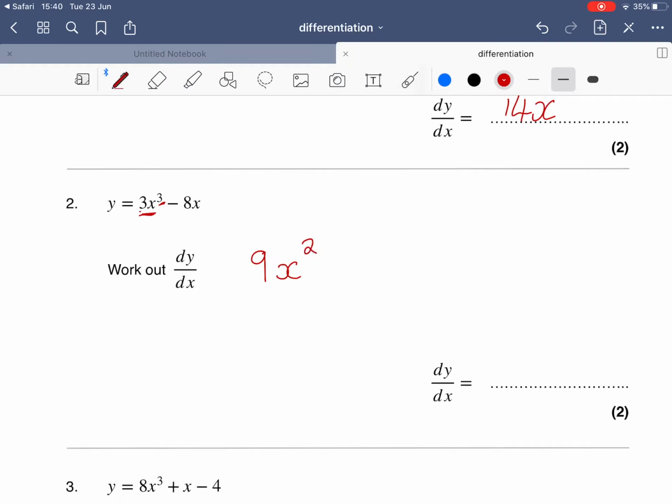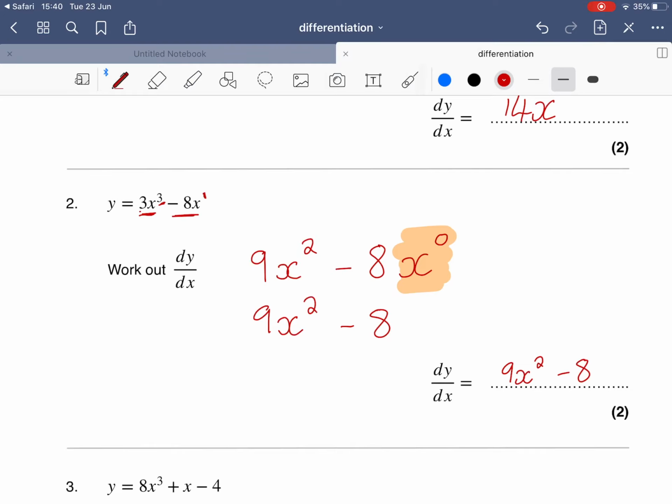Now I look at my second variable, so I've got minus 8x. So I do my 8. There's an invisible 1 here, so 8 times 1 would just give me 8. And I take 1 from my power, and that will give me to the power of 0. So my 9x squared stays the same, and my 8x to the power of 0, so anything to the power of 0 is just 1. So it's 8 times 1, which is just 8. So your x basically disappears. So this is 9x squared minus 8.